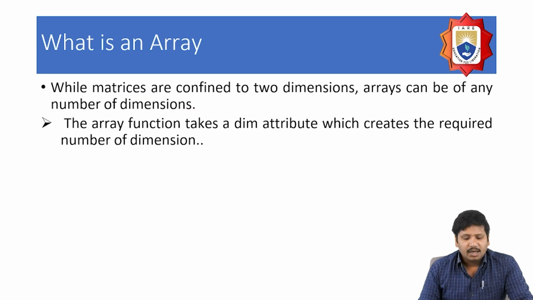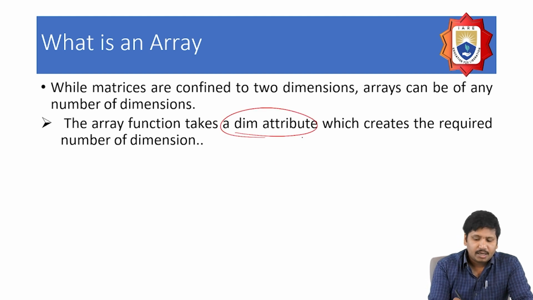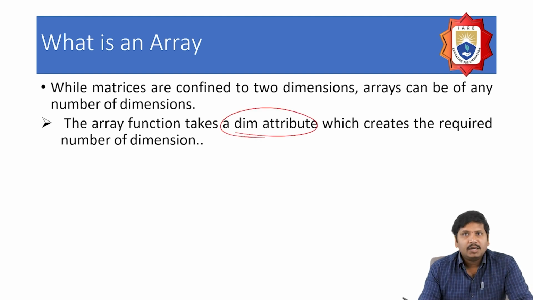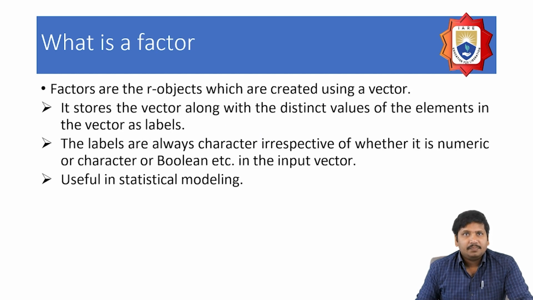Next, what is an array? An array can be one-dimensional or maybe two-dimensional. An array takes an extra attribute which we call the dimension attribute. Based on the dimension, I can specify whether it is a two-dimensional array or a one-dimensional array.